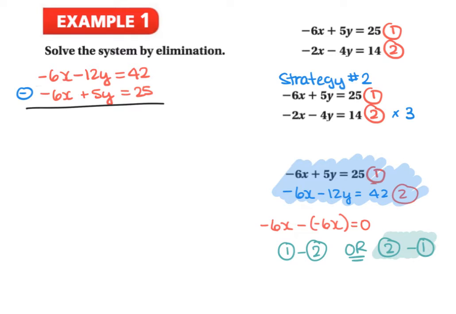All right, so now we've got negative 6x, take away negative 6x. Well, that's going to give me 0, so this is going to cancel out. Then I've got negative 12, take away 5, which is going to give us negative 17y, is equal to 42, take away 25, which gives us 17. So we can divide both sides by negative 17, and we get y is equal to negative 1. So we've got one of our numbers we need.